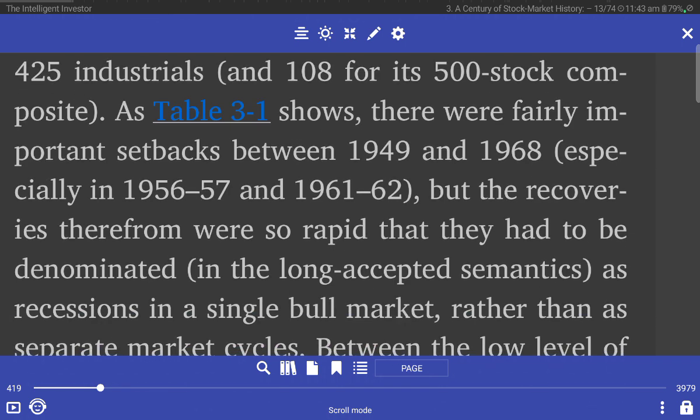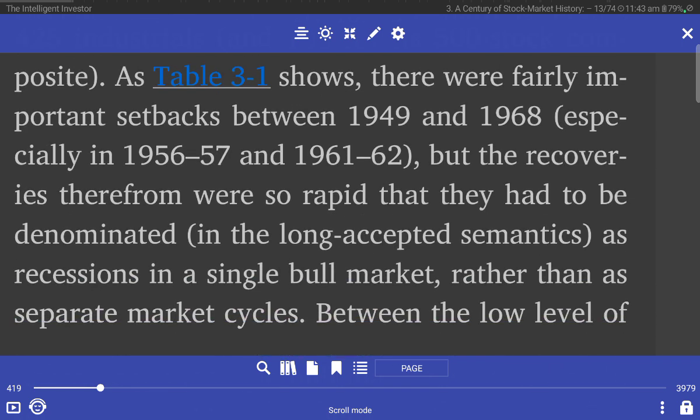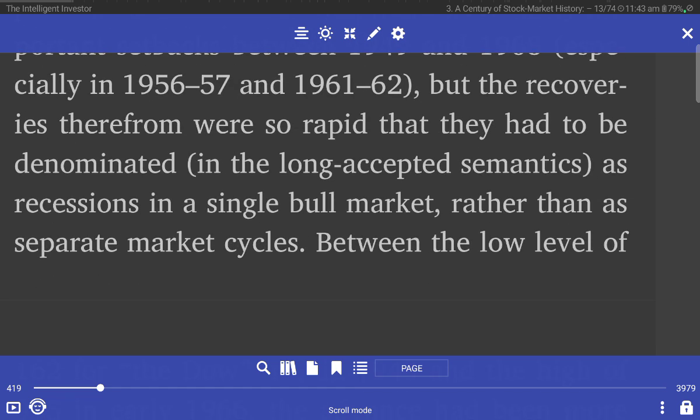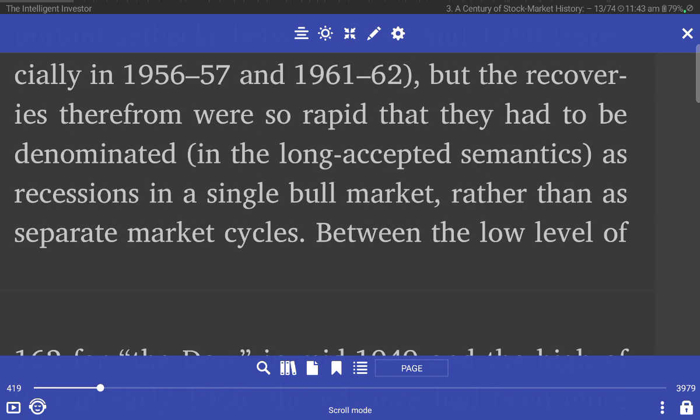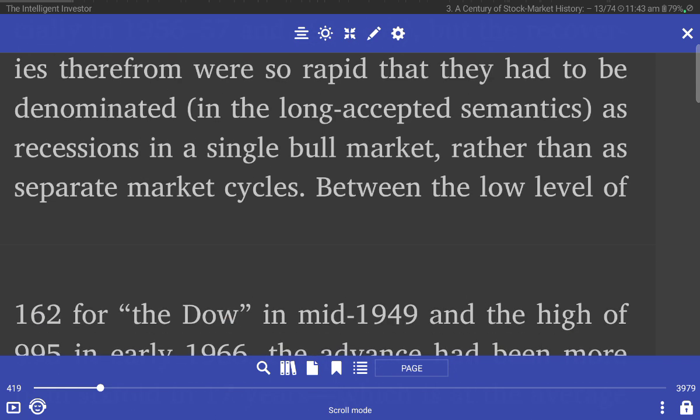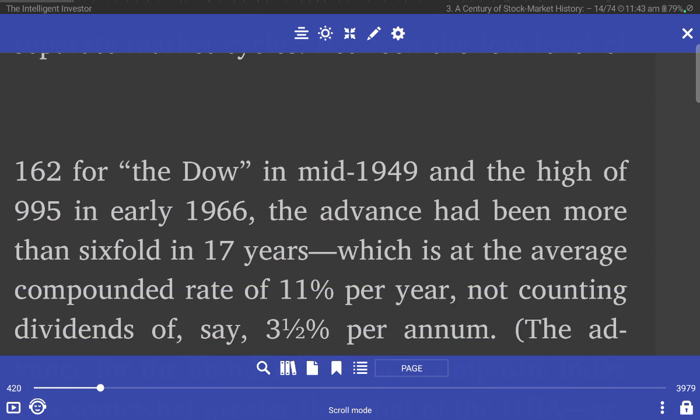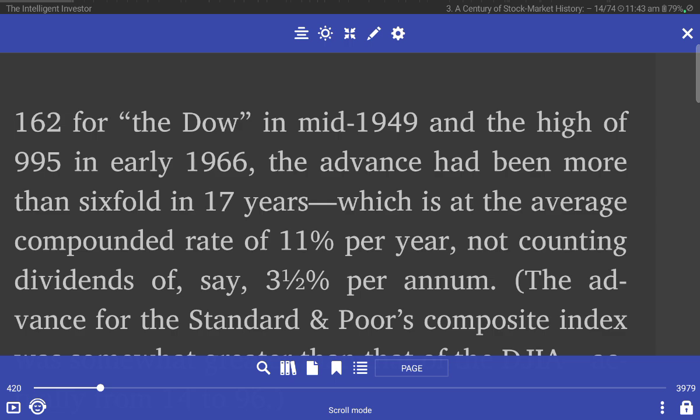There were fairly important setbacks in 1949 and 1968, especially 1956-57 and 1961-62, but the recoveries were rapid. They have been denominated in the long acceptance as a single bull market rather than separate market cycles, between the low level of 1962, the Dow's mid-1949 low and the high of early 1966.